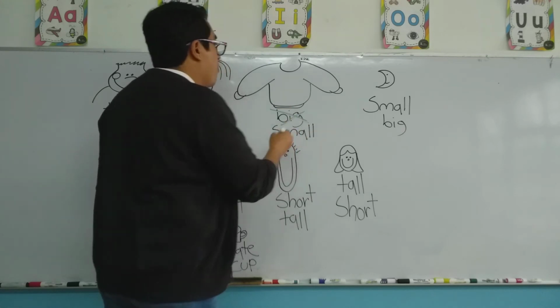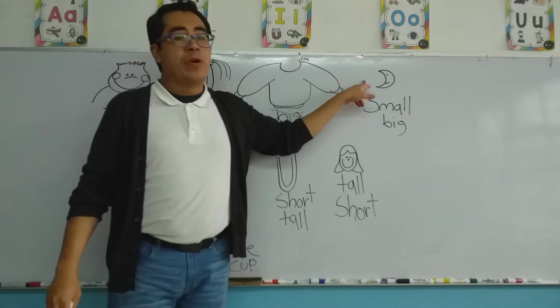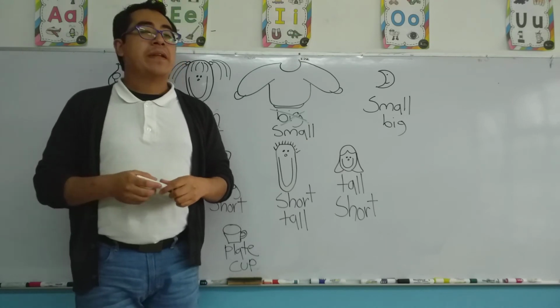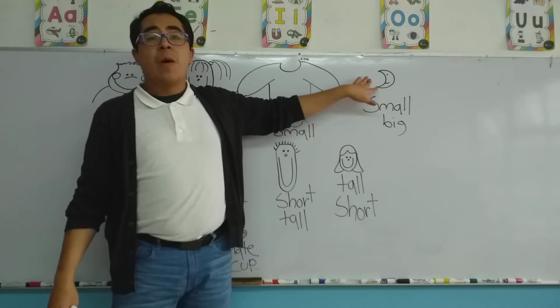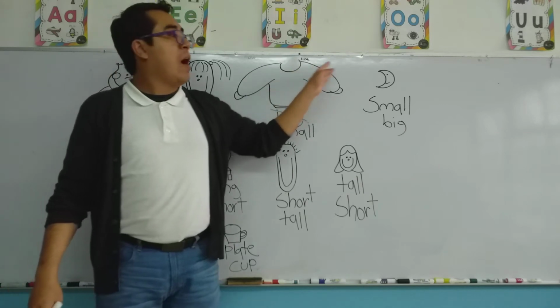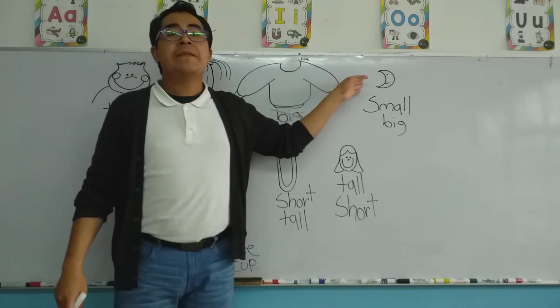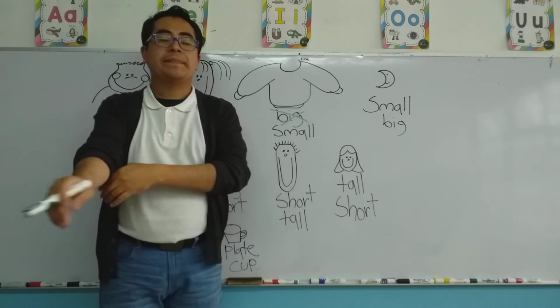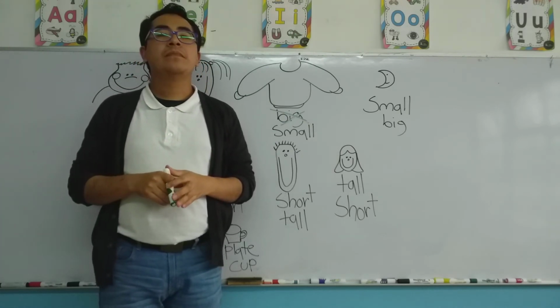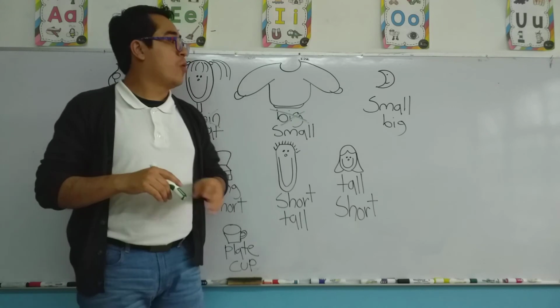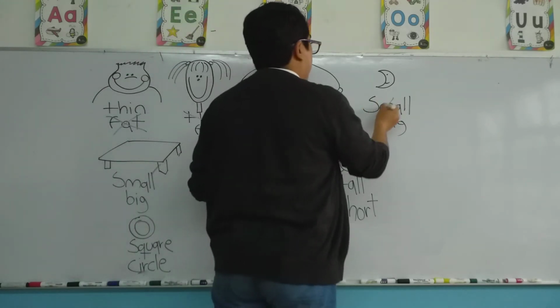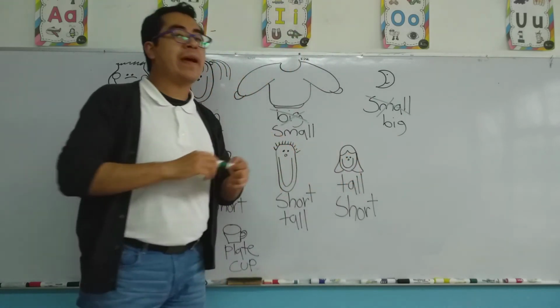Let's continue with the moon, an object that appears up there in the sky. Now, this object compared to the sweater, how is it? Is it big or small? Small, of course. Option number 1. We mark it with an X.